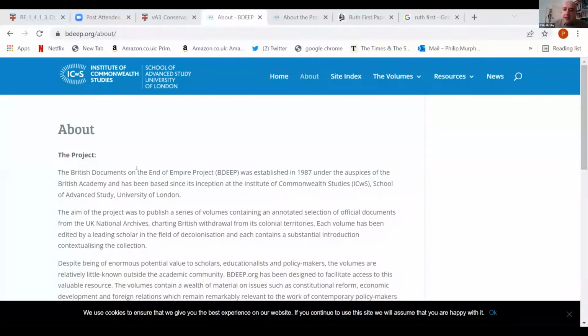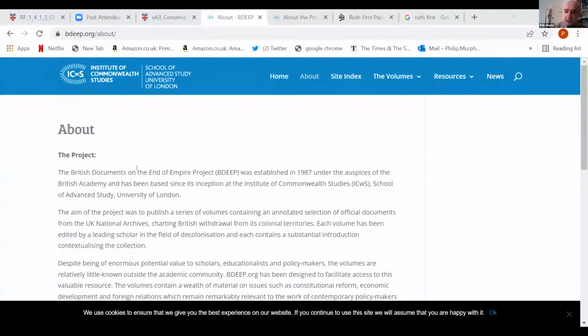And the important thing to mention about this is that, unlike the Foreign Office publications, British Documents on Foreign Policy, it's not an official history series. The editors of these volumes were independent scholars, and I was one of the editors. I edited the Central Africa volumes, and we just had the ordinary access that members of the public had.